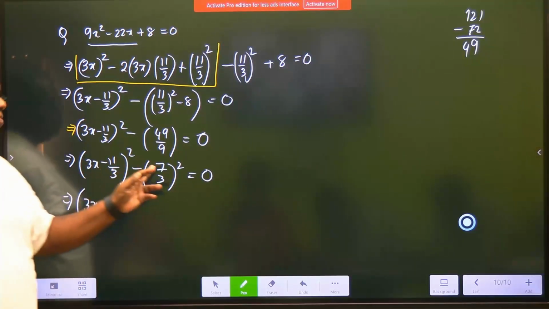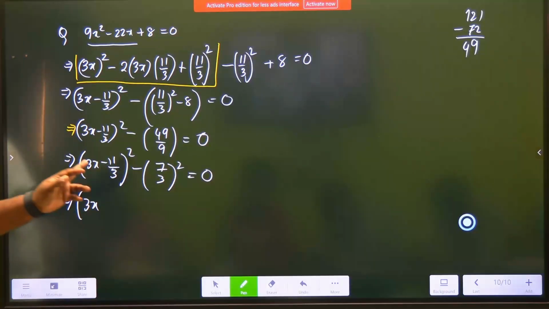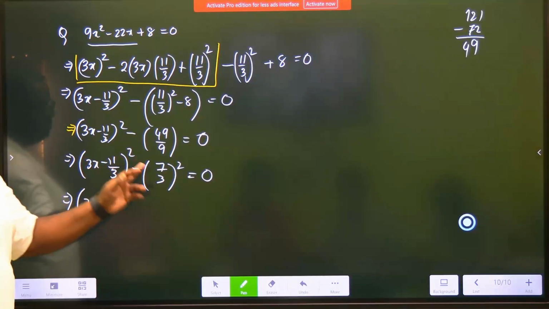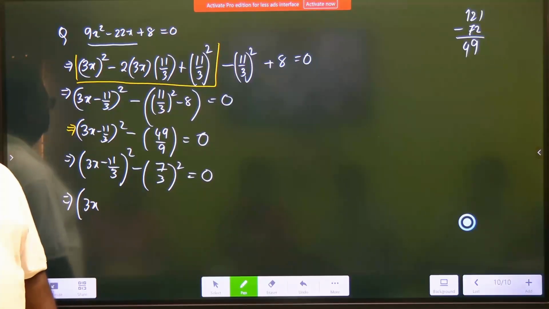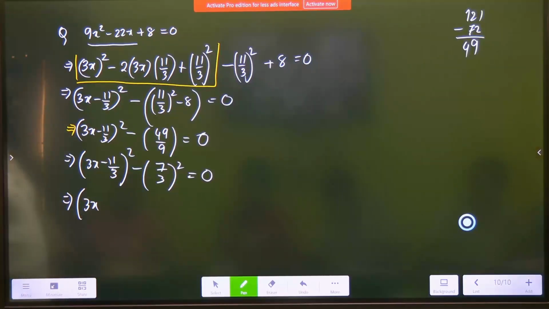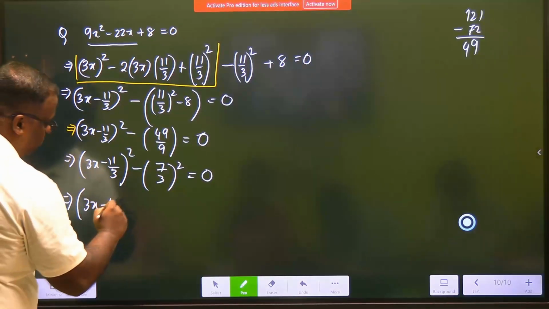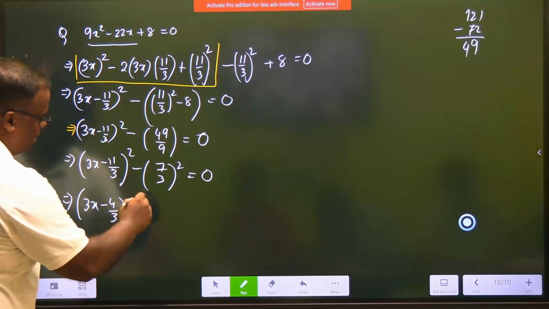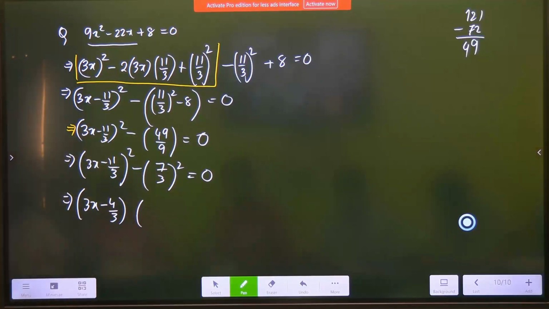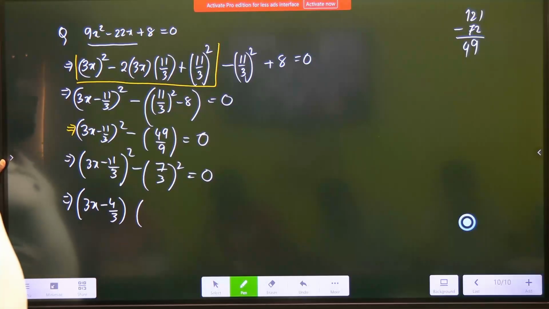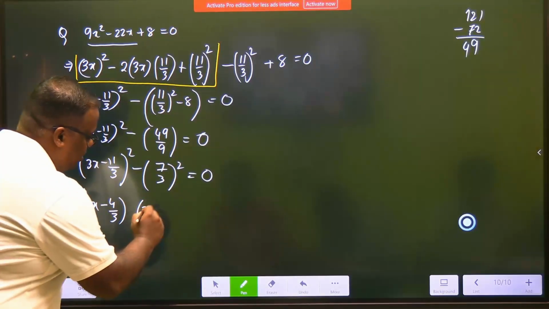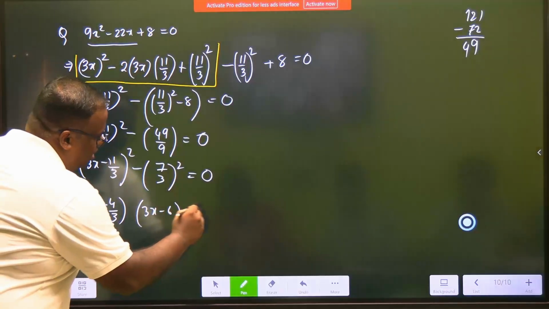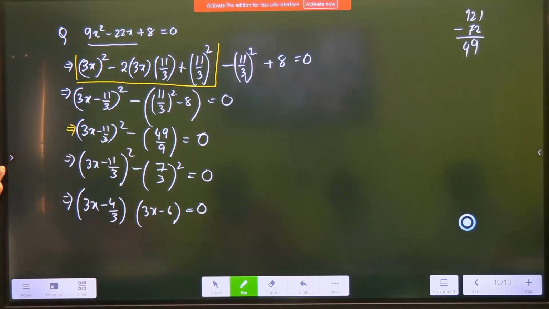Minus 7 plus minus 11 plus 7. Minus 11 plus 7 is how much? Minus 4. Minus 4 by 3. Right? And minus 11 minus 7? Minus 18. Minus 18 by 3 is minus 6. Clear?